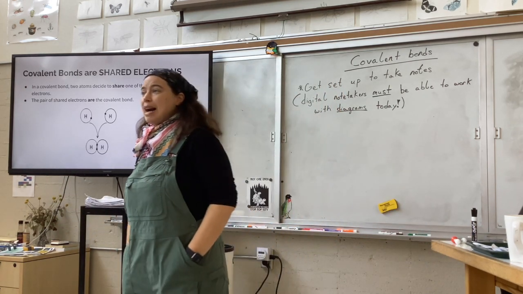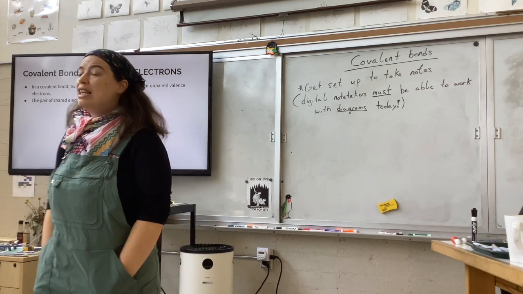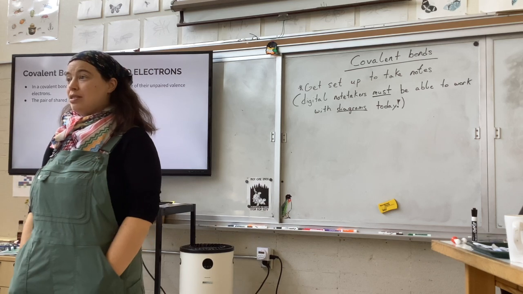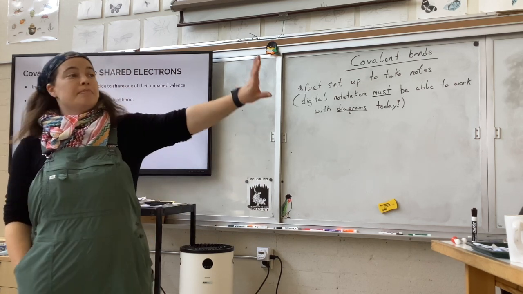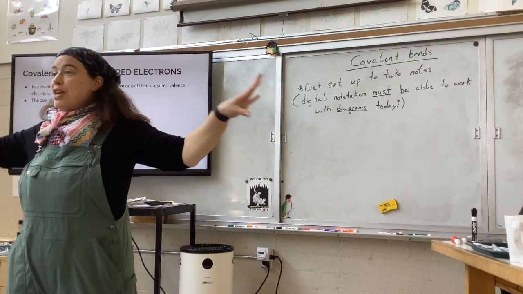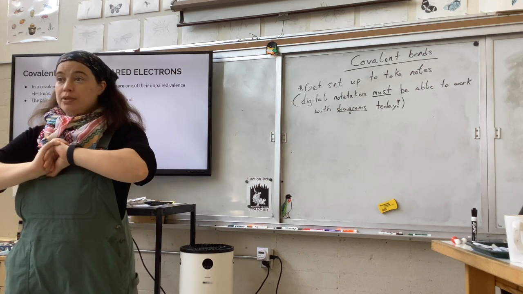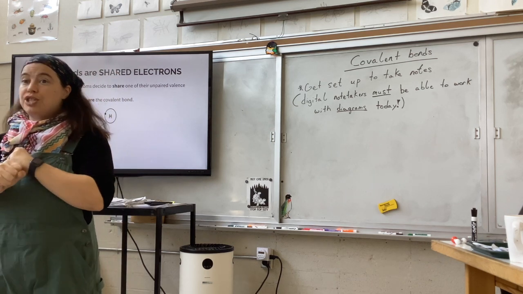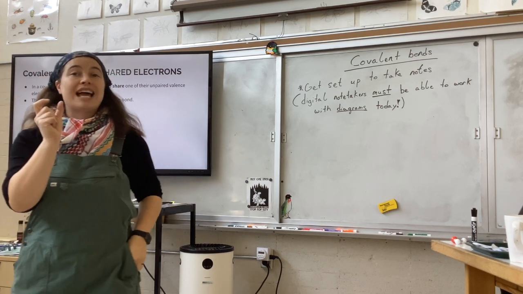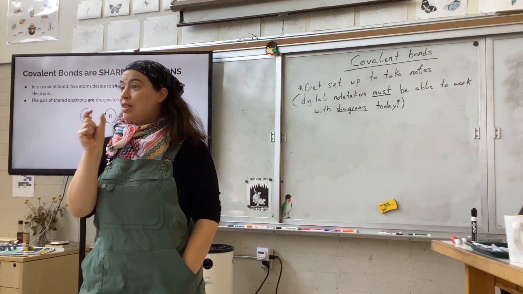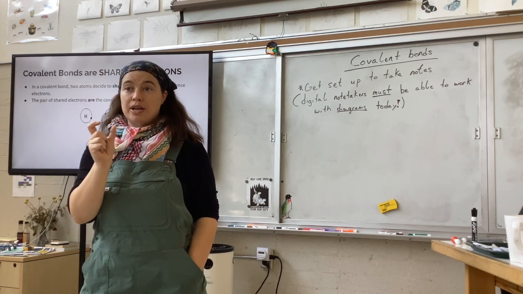So just a reminder from yesterday, a covalent bond is a pair of shared electrons. 1 unpaired electron from one atom, 1 unpaired electron from a different atom that come together, partner up, are paired with each other, and are shared between these 2 atoms. Those electrons are the covalent bond.